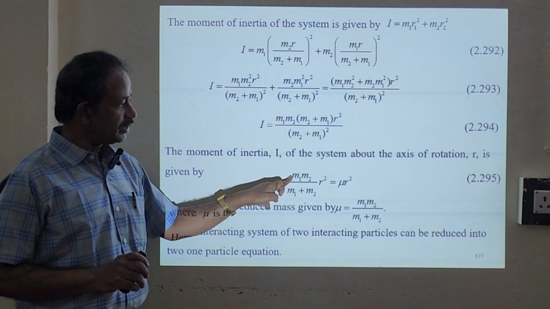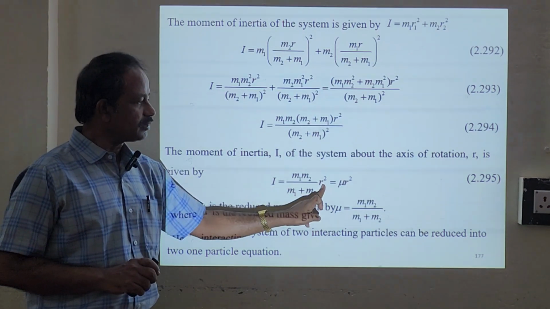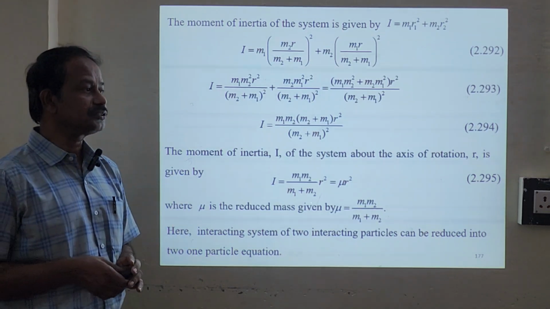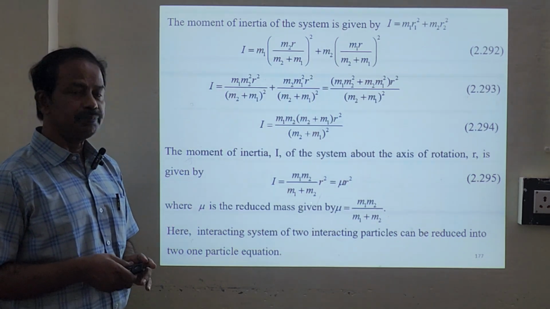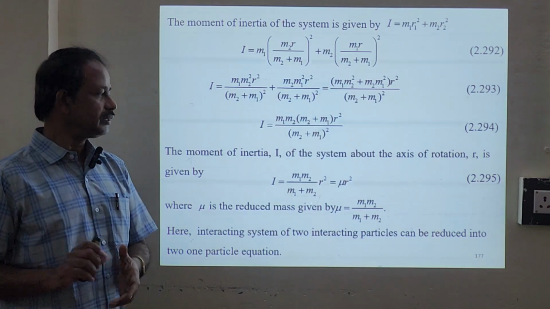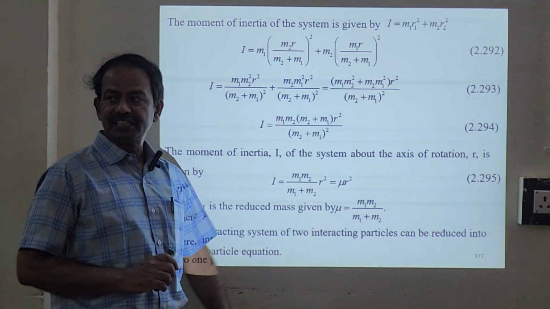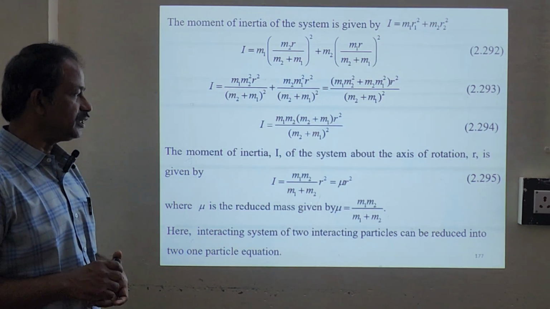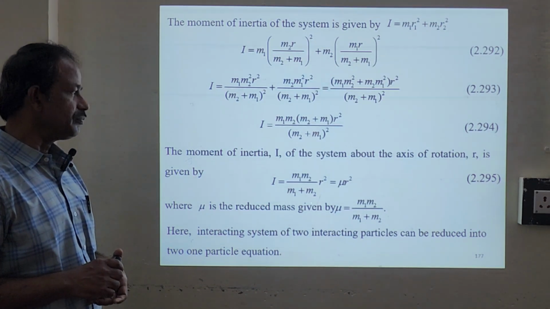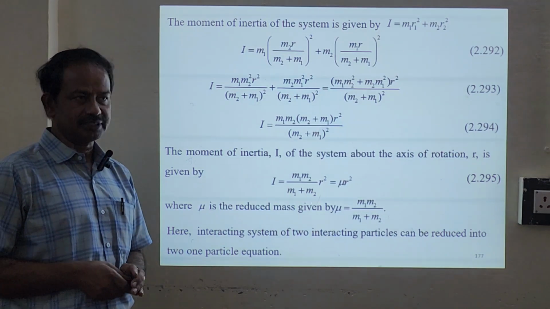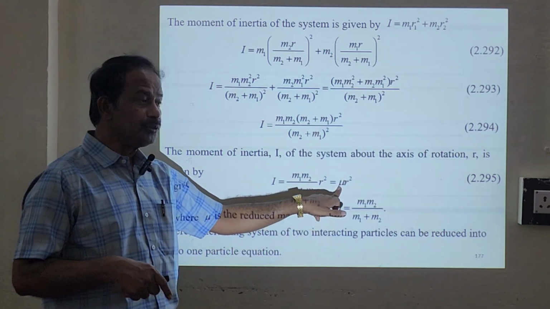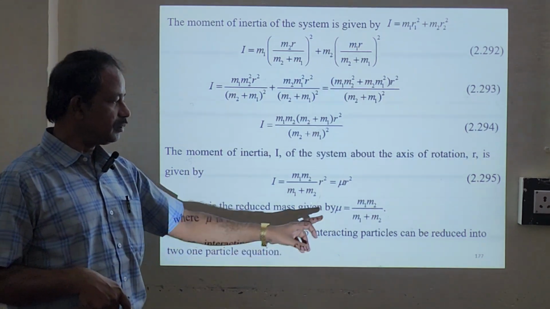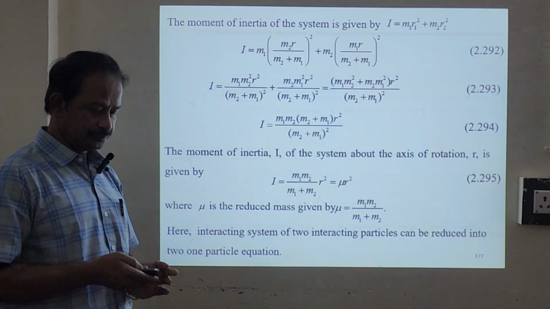So I equals m1 m2 divided by m1 plus m2 times r squared, which is equal to mu r squared. So mu stands for reduced mass. Okay, we know already 1 by mu equals 1 by m1 plus 1 by m2. So the expression for mu will be given by this. So a system of two interacting particles can be reduced into one particle equation. If you use mu, we are going to use one particle equation. So the two particle equation is converted into one particle equation because of this mu.